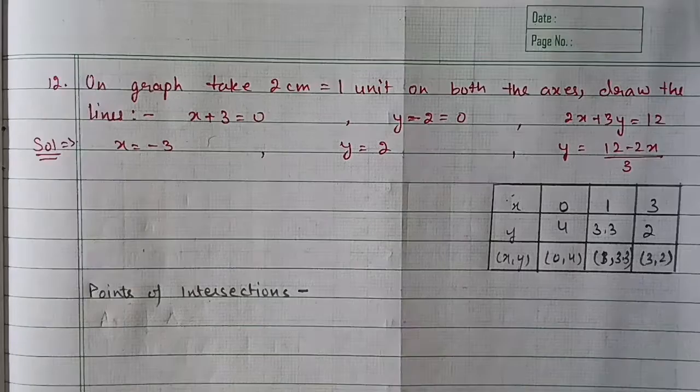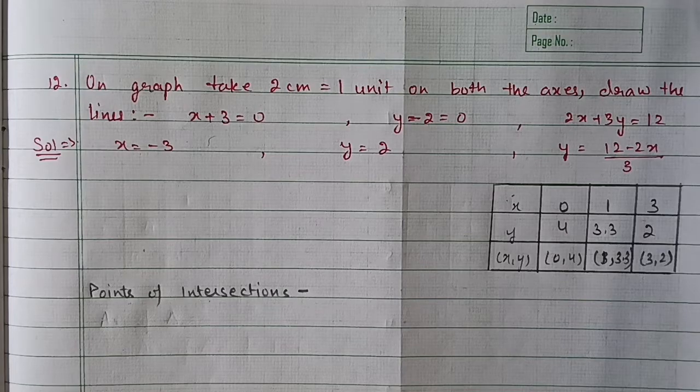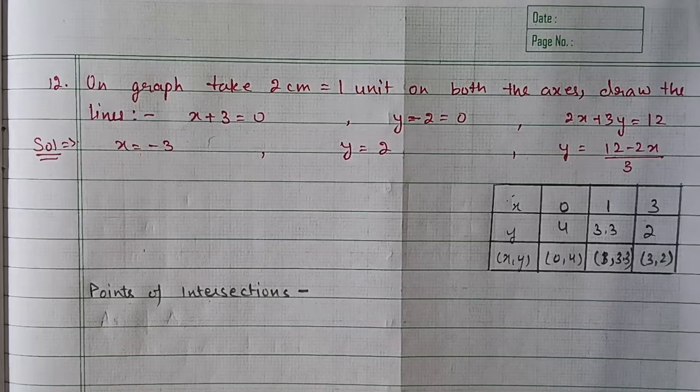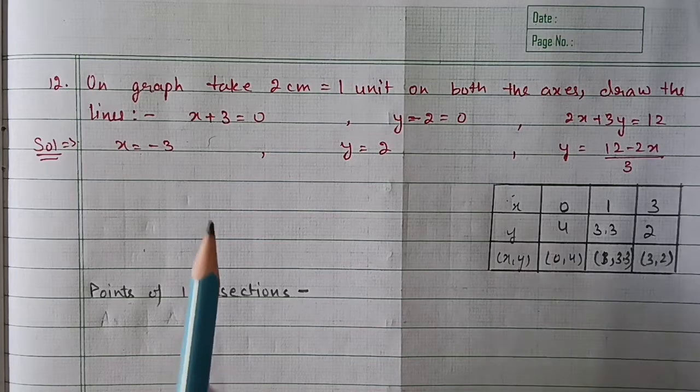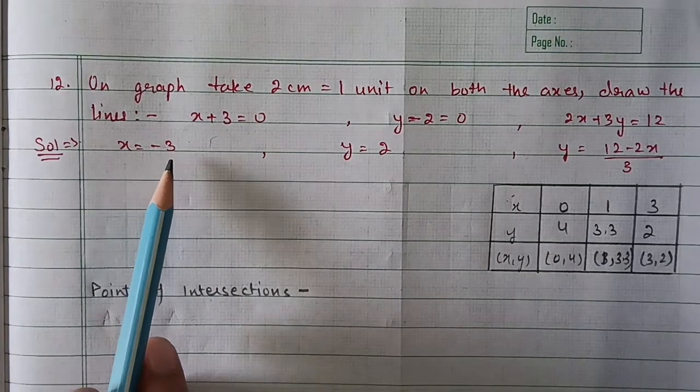Next we have question number 12 on the graph. Take 2 cm equal to 1 unit on both the axes. Draw the line x plus 3 equal to 0, y minus 2 equal to 0, 2x plus 3y equal to 12. So for the first line we are getting x is equal to minus 3.